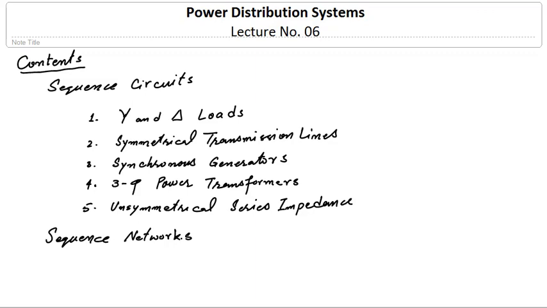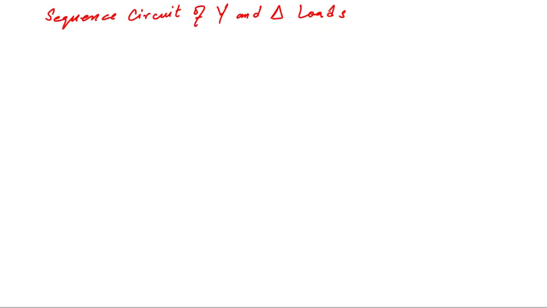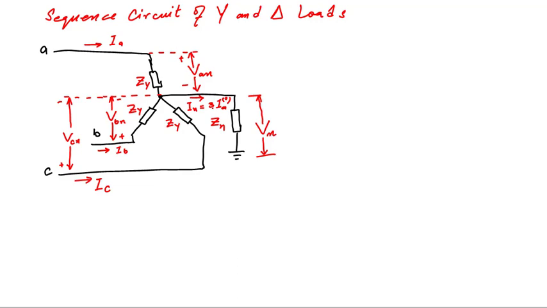So let's start from the sequence circuits of Y and delta loads. Here we take the example of a Y connected load at the start, then we extend the result to the delta connected loads. In this diagram, a Y connected load has been shown. This is a symmetric Y connected load, as all the phase impedances are equal to ZY. Further, the neutral point of this load is connected to ground through an impedance Zn.